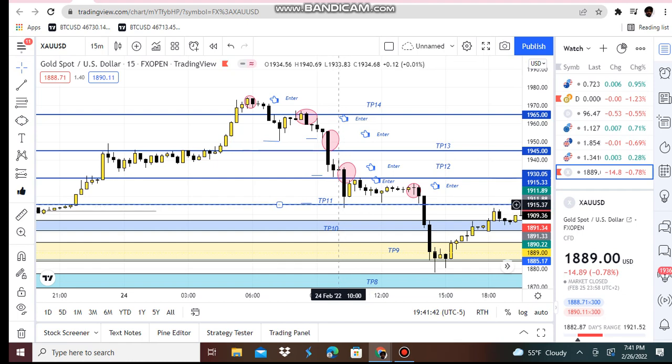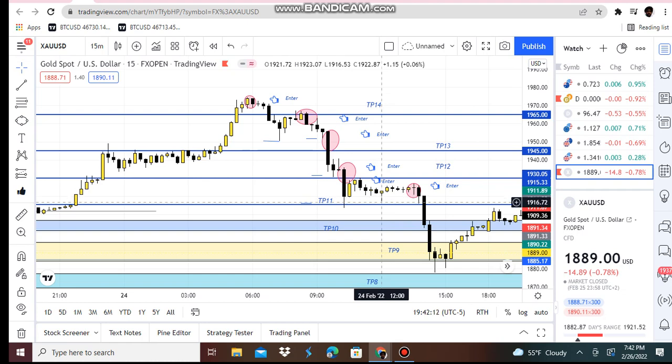Then once price gets down to 1915, we see yellow candlesticks. We see buyers pushing price back up from 1915 all the way back up to 1930, take profit 12 area, and we could have gone in for another entry once price made a lower high. It'll make a lower low, it'll make a lower high, and we could have gone back in at 1930 for our fifth entry, and we could have traded this all the way down from 1930.